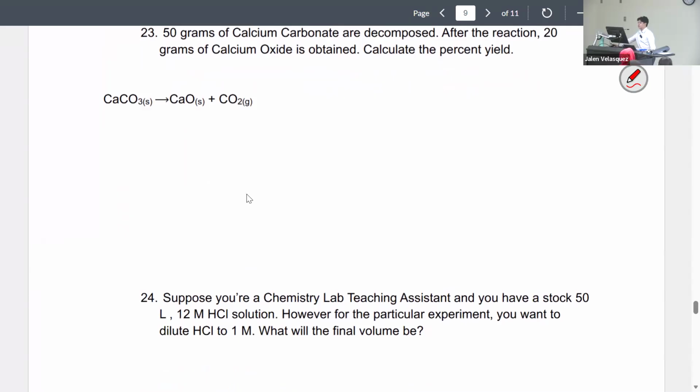23. 50 grams of calcium carbonate is decomposed. After the reaction, 20 grams of calcium oxide is obtained. Calculate the percent yield. So what is the equation for percent yield? Good. Percent yield is actual over the theoretical times 100.